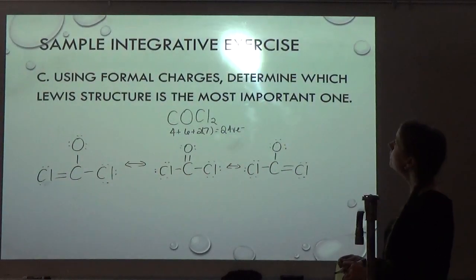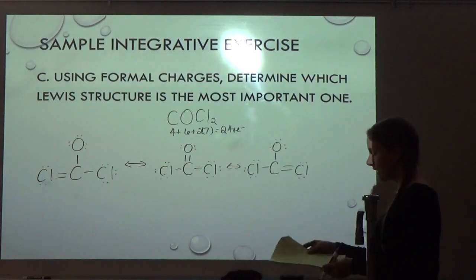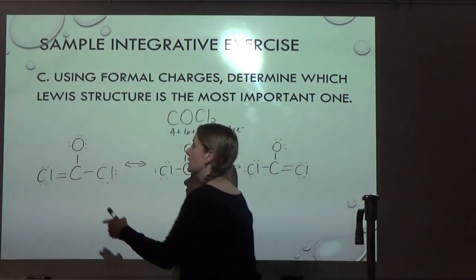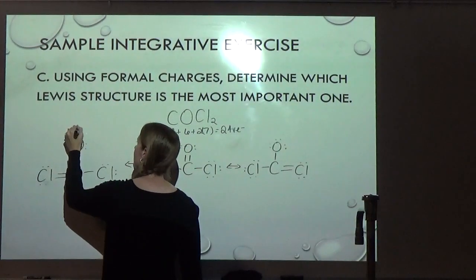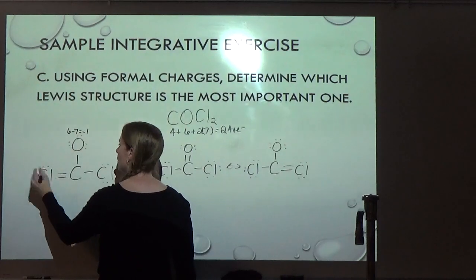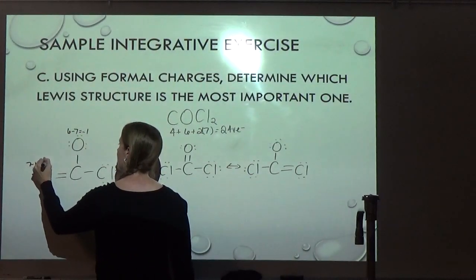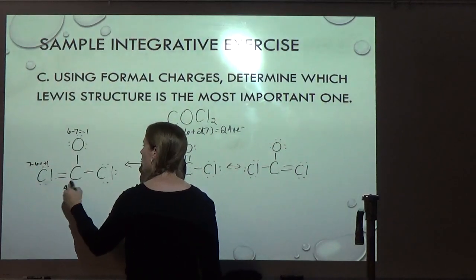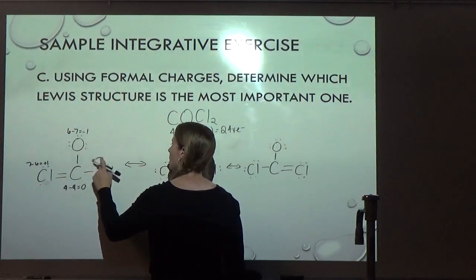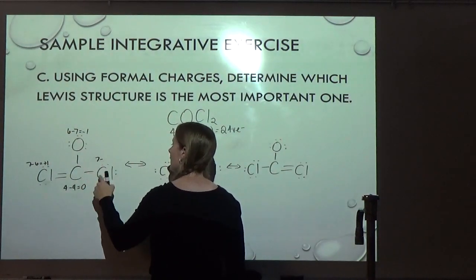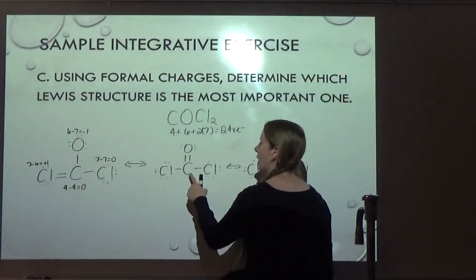So then it says, using formal charges, determine which Lewis structure is the most important one. Okay, so I'm going to do my formal charges. So for O, it was 6. We did 1, 2, 3, 4, 5, 6, 7. So it's -1. Cl was 7, but we did 1, 2, 3, 4, 5, 6. So it's +1. C is 4. 1, 2, 3, 4. So it's 0. Cl is 7. And we gave it 7. So it is 0. All right, we come over here.